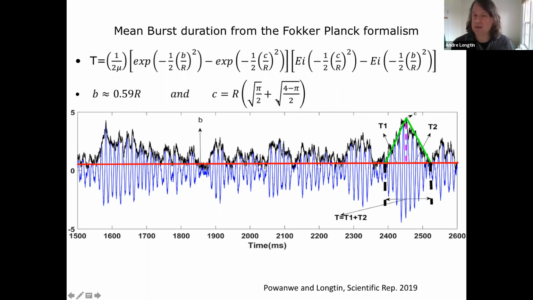And we're just taking the simple addition of the two times, T1 plus T2. In reality, you'd have to convolve the two distributions to get this, but we're just doing an approximation. And this is the time of a mean burst duration. And it's expressed in terms of these exponential integrals and the parameters of the problem. This coefficient R.